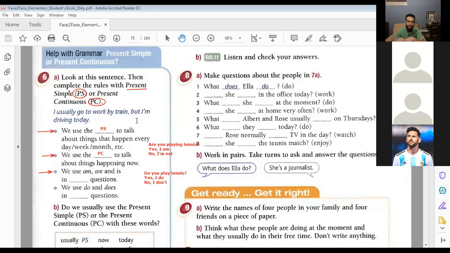Okay. We use are and is in present continuous. That's it. Yes. We use it in present continuous because these come with the ing. We use do and does in present simple. That's correct. Okay. You get the idea, Rashid?